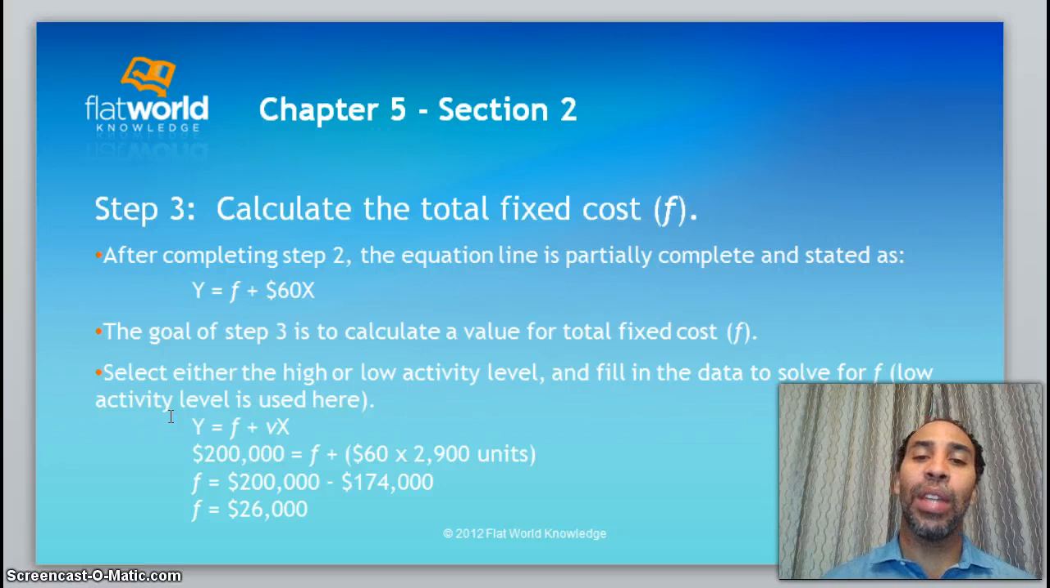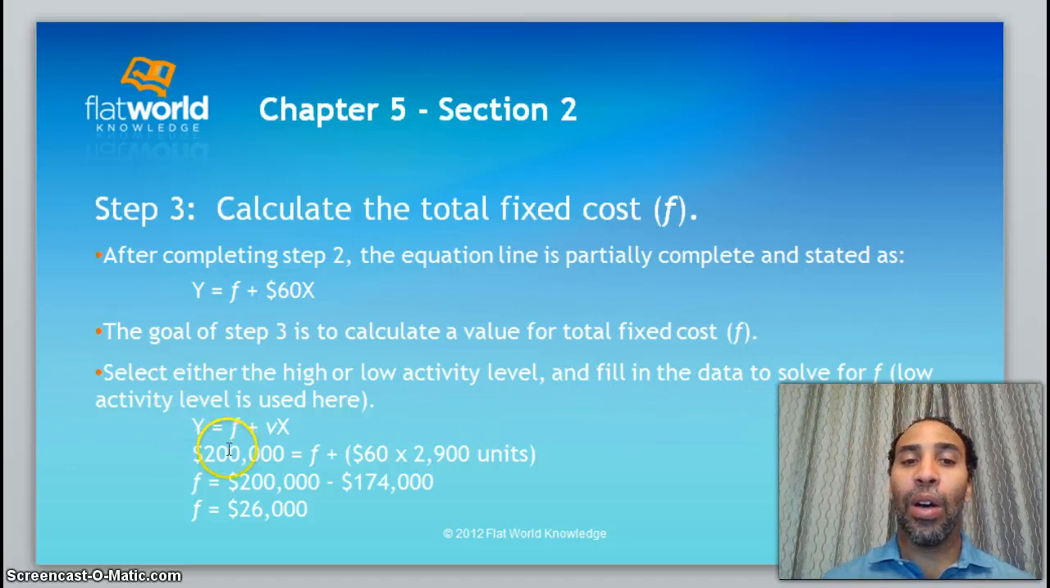So after completing step two, the equation line is partially complete and stated as y equals f plus 60x. But we need the rest of our information. The goal of step three is to calculate a value for the total fixed cost. So select either the high or low activity level and fill in the data to solve for f, which is the low activity level used here.